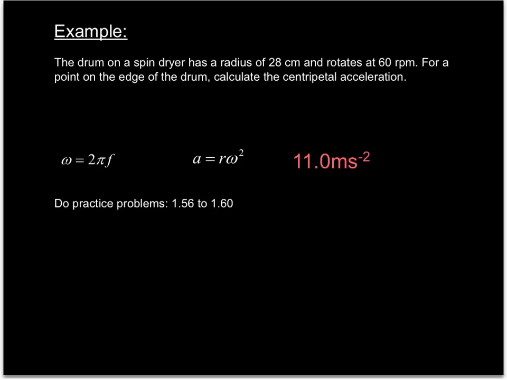So one final example. A drum on a spin dryer has a radius of 28 centimeters and it rotates at 60 revolutions per minute. For a point on the edge of the drum, calculate the centripetal acceleration. First step then is to convert this 60 RPM, which is revolutions per minute, a frequency, into revolutions per second. That would give us linear f here. We multiply it by 2 pi and we'd get omega in terms of radians per second. And once we have that, we can plug it into this equation for the acceleration and solve by multiplying by 0.28, being careful to change the 28 centimeters into meters. You should get this answer here, so have a go.